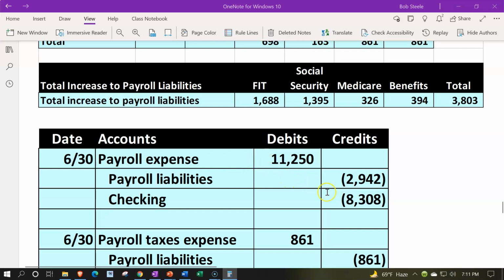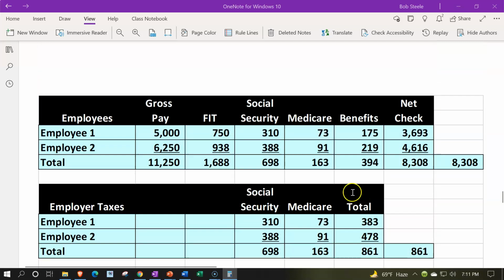Then we're going to have to credit. We can think about crediting the net check. That's what's actually going to come out of the checking account. If we think about it in aggregate, that would be the $8,308 after the withholdings, noting that that amount is aggregate of all the checks, including in this case the 2 checks. When we reconcile, we'll actually see 2 checks in the checking account that should add up to that $8,308.